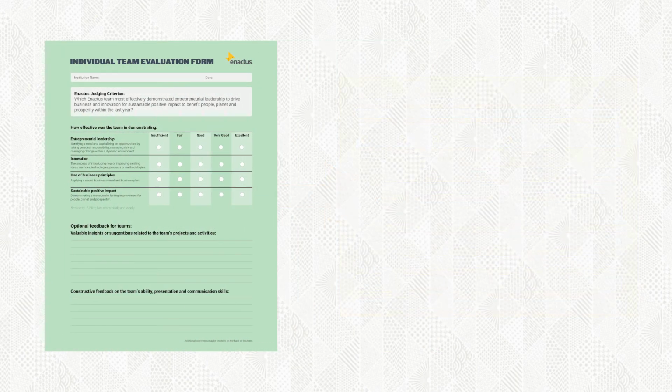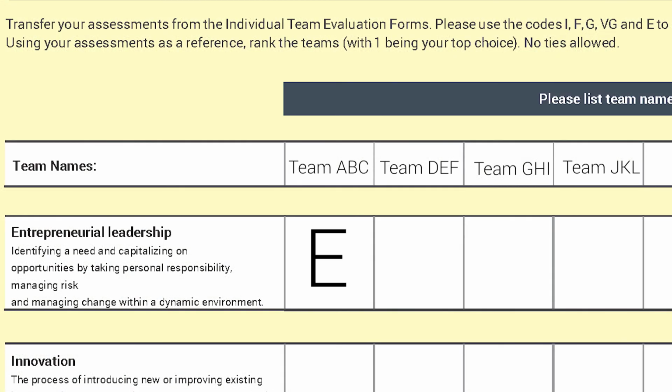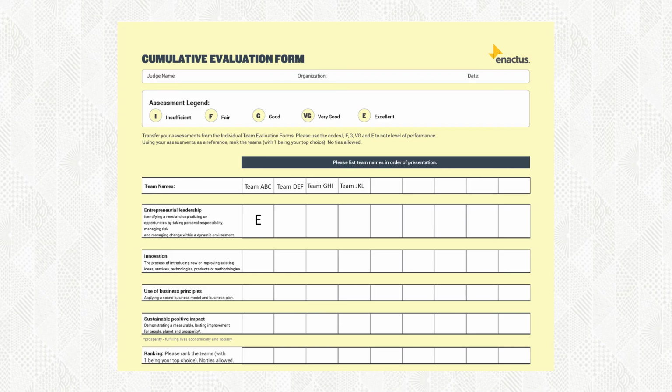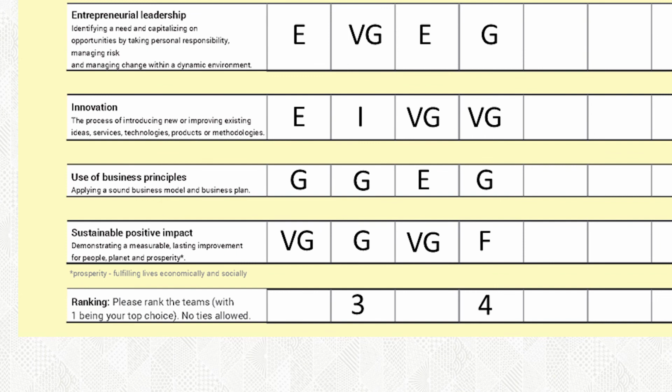For example, for Team ABC, if your assessment of entrepreneurial leadership was excellent, then you would enter an E in the relevant box on the cumulative evaluation form for that team. This form will serve as your guide to ranking the teams at the conclusion of the competition day. After the final presentation, you will finish completing the form and use those assessments as a reference to rank the teams, with 1 being your first choice.